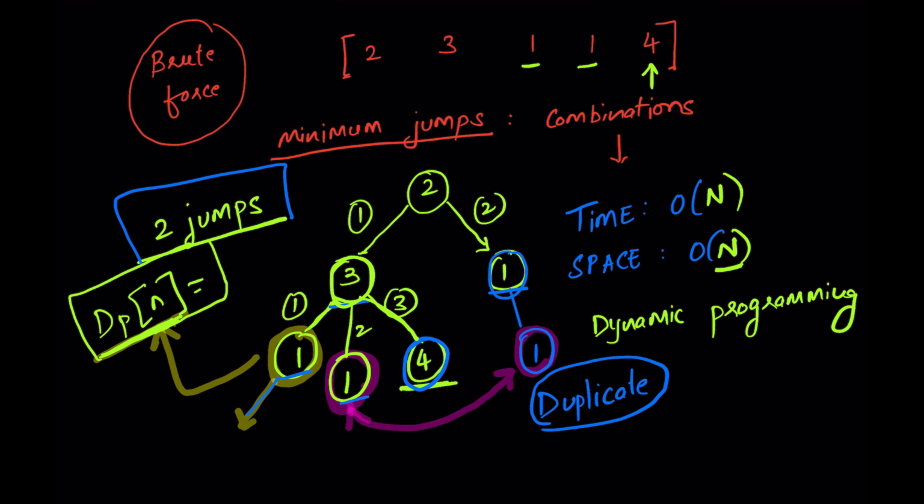I hope you were able to follow the two approaches that we just discussed to solve the problem. Now let's discuss the third approach, which is the greedy algorithm, which gives us the best time complexity and space complexity.